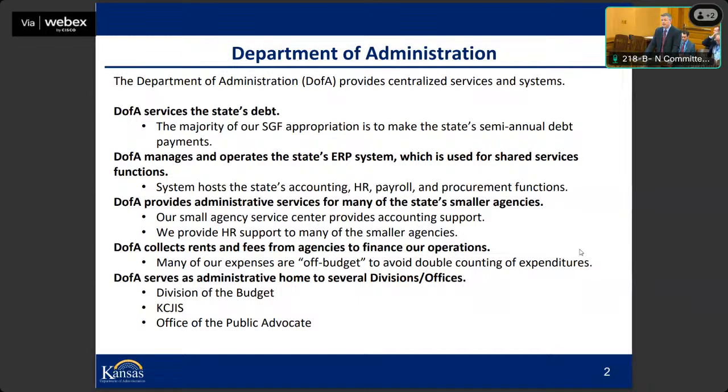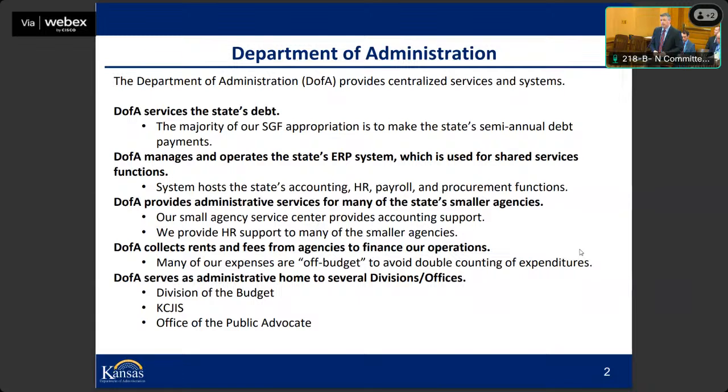We manage and operate the state's ERP system, which is just a fancy way of saying the central backbone. It's all HR, accounting, payroll, procurement, job board, things of that nature. Is all on one system that is operated, managed, and designed by D of A. We use Oracle, but we have folks that do some development.